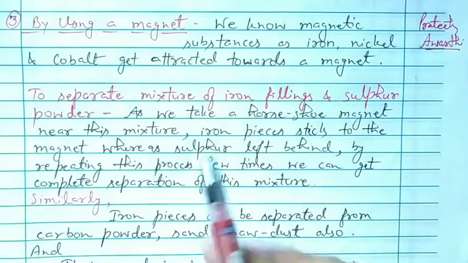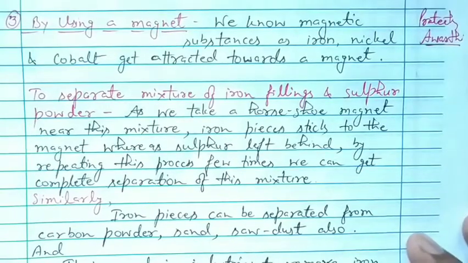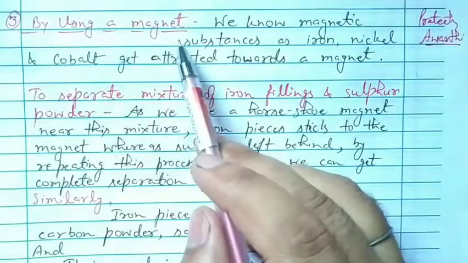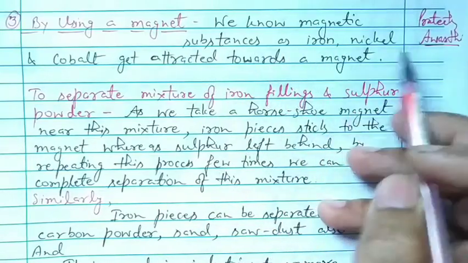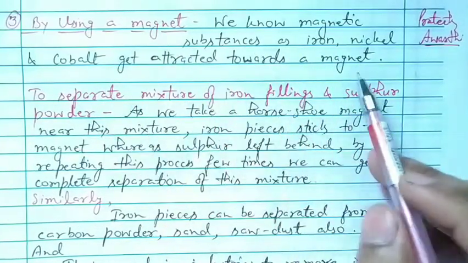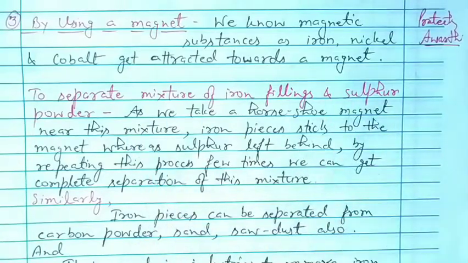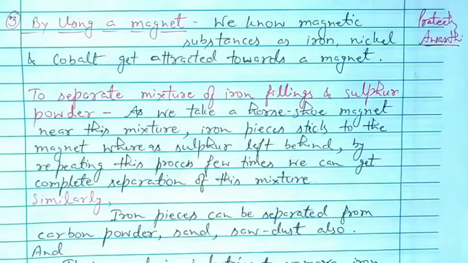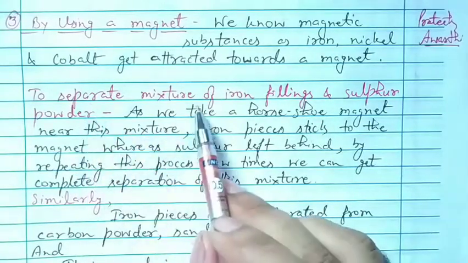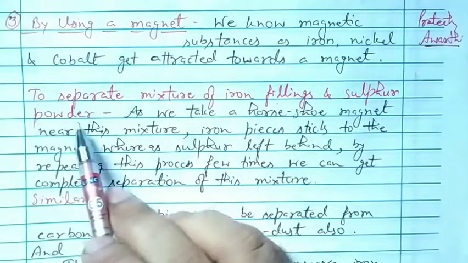The next method to separate two solid substances from their mixture is by using a magnet. We already know that magnetic substances such as iron, nickel and cobalt get attracted towards the magnet. So this method is used in mixtures where these kinds of magnetic substances are present. For example, to separate a mixture of iron filings and sulfur powder.